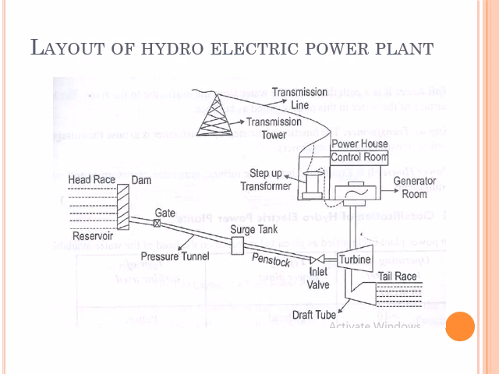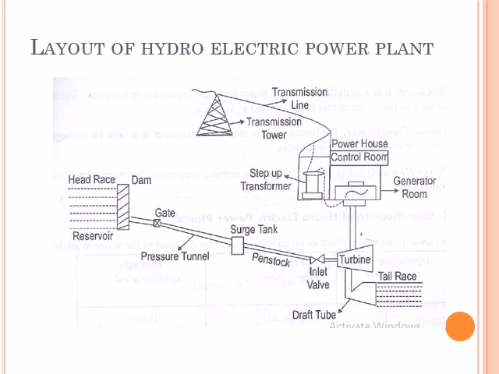Reservoir is nothing but the water collected in the catchment area during heavy rain, which is stored in the reservoir. The surface level of the water in the reservoir is called the head race. Dam is nothing but the wall which is constructed across the flow of water in the river.